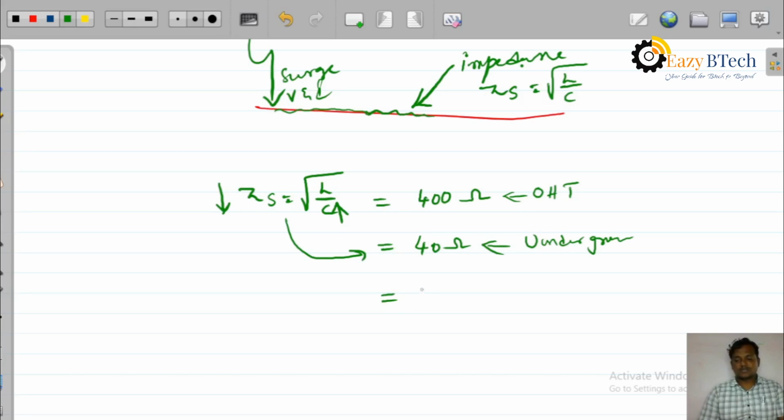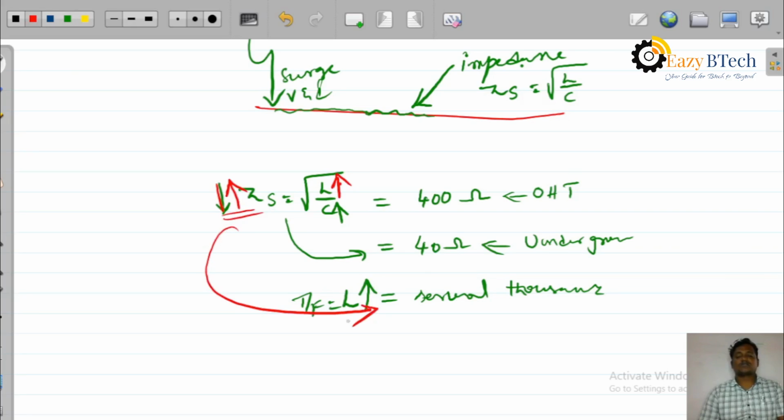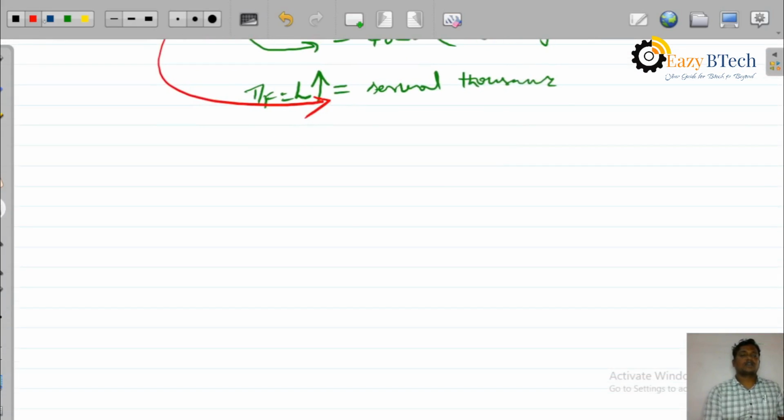For transformers, we have several thousands of ohms, because transformers have more inductance. If the inductance is more, then automatically the surge impedance is more. That's why in transformers we have several thousands of ohms of impedance. This is about surge impedance, and next we will see surge impedance loading.